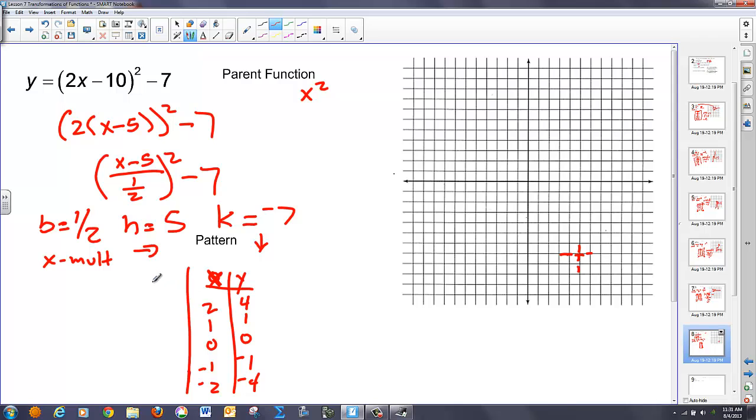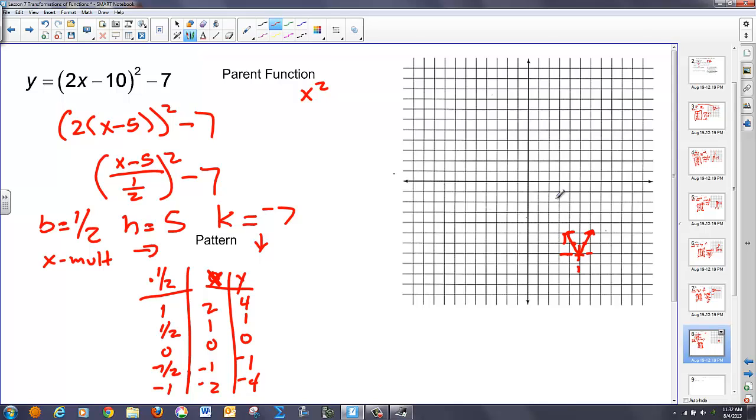So 2 times a half gives me 1. 1 times a half is a half. 0 is 0. Negative 1 half, and negative 1. So from this new origin, I'm going to move over 1 and go up 2 in both directions. And then I'm going to go over a half and up 1. So you'll see this parabola is kind of compressed vertically.